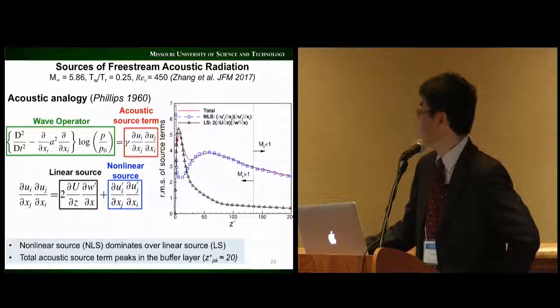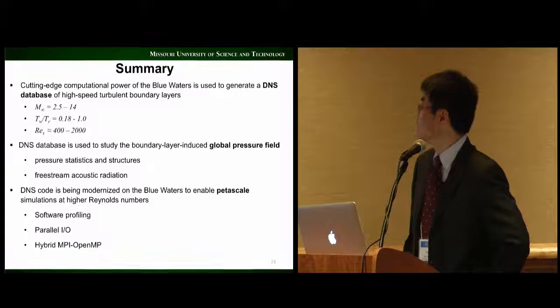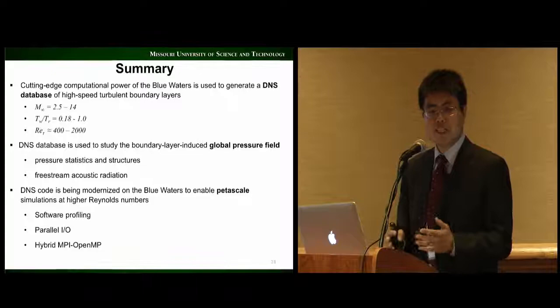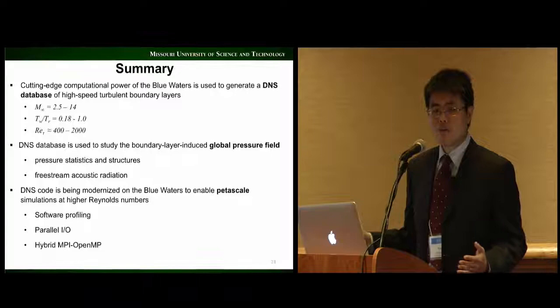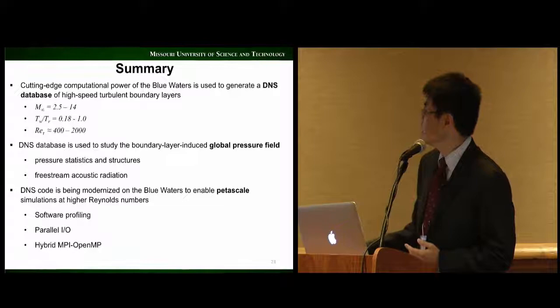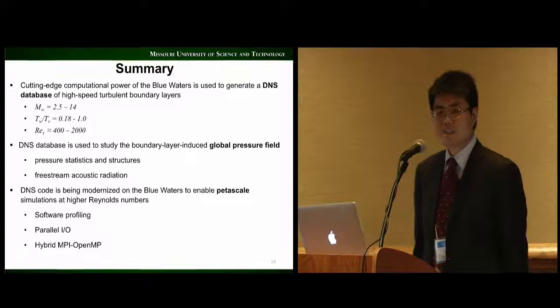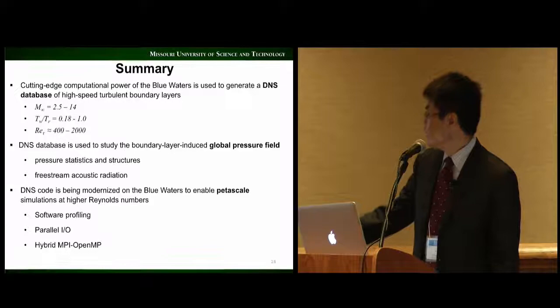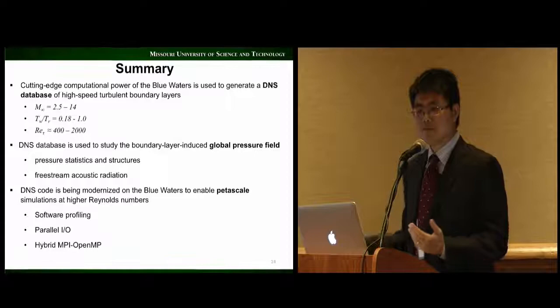So here is the summary. In this project, we are trying to develop a DNS database of supersonic turbulent boundary layers that can cover a wide range of Mach number, wall temperature and Reynolds number. This DNS database can be used to study the pressure structures and also to look at the free stream acoustic radiation. The DNS code is currently being modernized to make it efficient for petascale calculations.